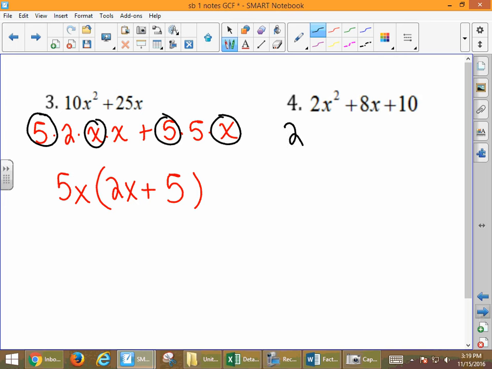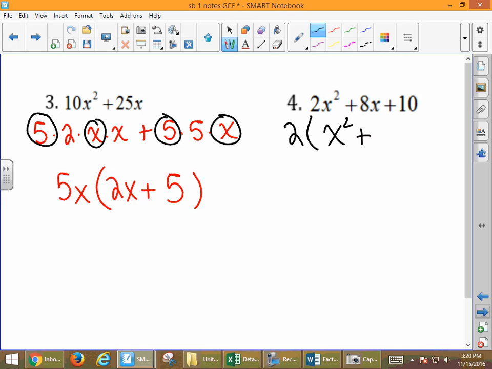So the greatest common factor of the numbers is 2. Well, when we look here in our first term, we've got x squared, and our second term is x, and then we have the 10. Well, we don't have an x term in all 3 positions. We have 2x squared, so there's an x in that term. 8x, there's an x in that term. But the 10 is a constant value. It does not have an x. So we're going to factor out the 2 of the GCF.